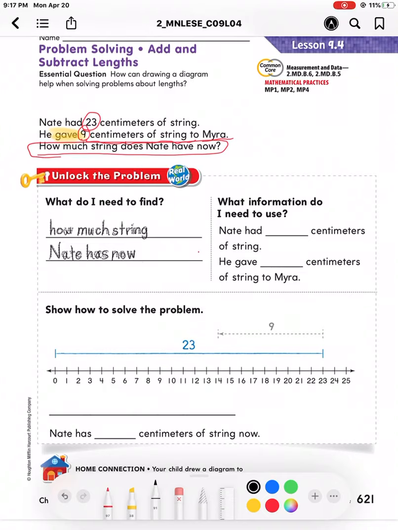This could be another form of the question. So let's see, what information do I need to use? Nate had how many centimeters? The string is made of how many centimeters? Excellent, as it was mentioned inside the problem right here, he had 23 centimeters. Now he gave how many centimeters of string to Myra? 9. Excellent, good job.